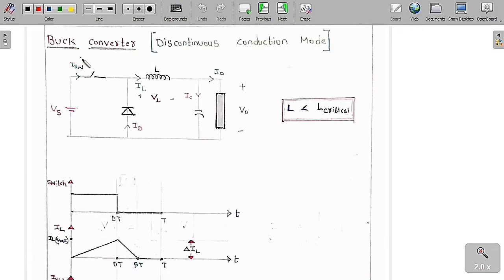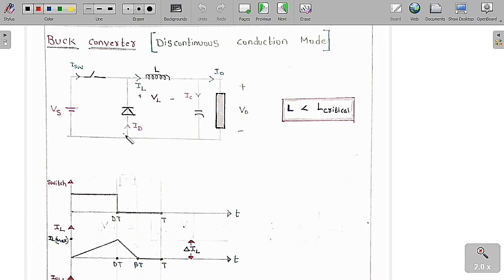Now we are going to study the buck converter in the discontinuous conduction mode. Up to now we have learned about the continuous conduction mode, but now we are going to learn about the buck converter in the discontinuous conduction mode. It means that whenever the inductance we have taken is lesser than the critical inductance, the circuit is going to operate in the discontinuous conduction mode.